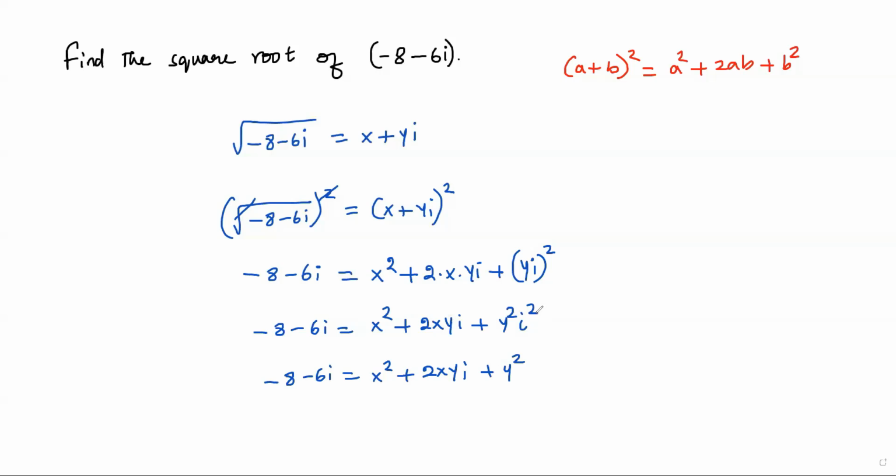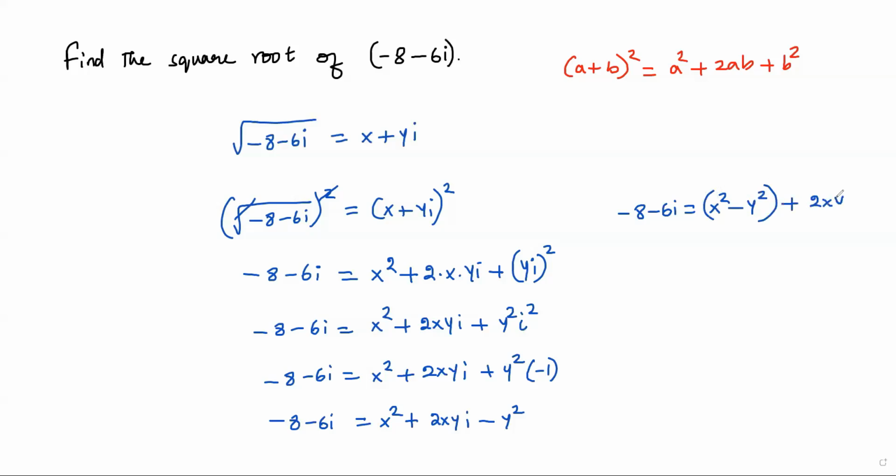In complex numbers, we know that the value of i squared is -1. So we can plug in -1 for i squared. So we get -8 - 6i is equal to x squared + 2xyi, and when you multiply the positive and negative, you get -y squared. On the right side, there are two terms without i, x squared and -y squared, so we can write those two terms together: x squared - y squared + 2xyi.